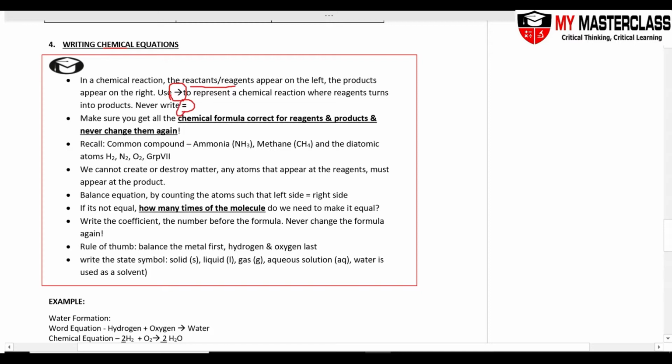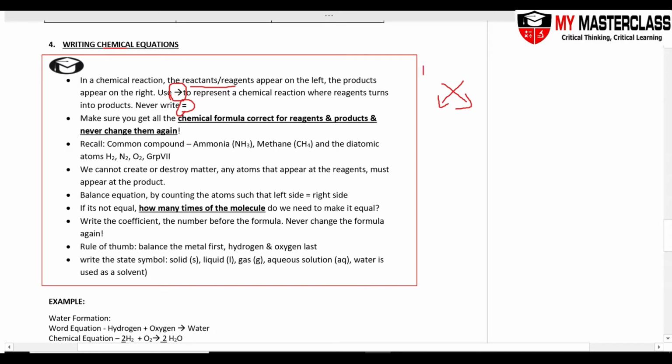So make sure you get all your chemical formulas correct for reagents, and then we don't change these formulas again. What do we mean by this? Make sure your formula is correct. How do we make sure your formula is correct? Use the cross method of bringing down the charge.